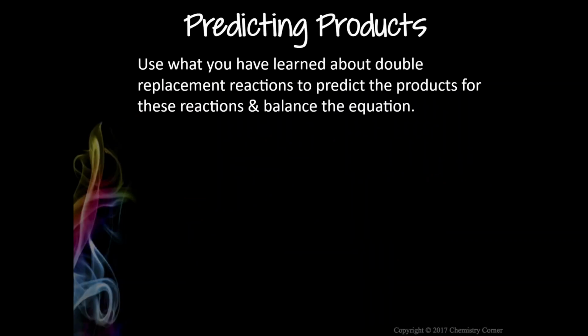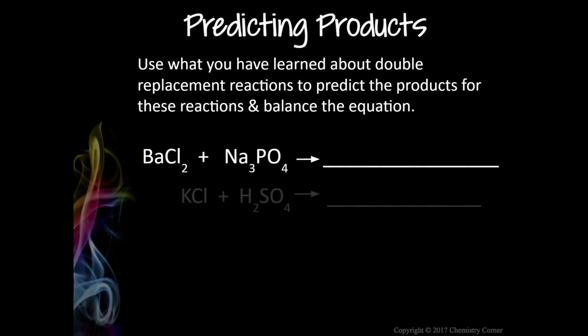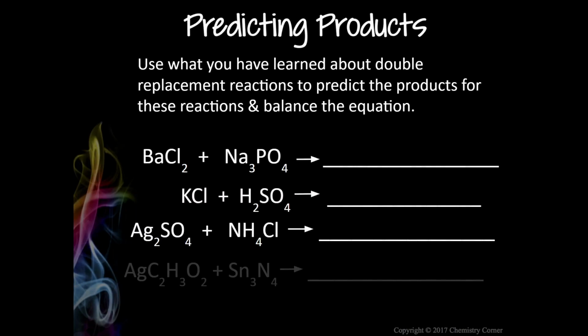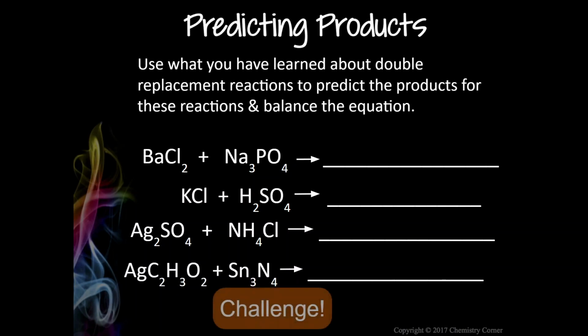As we predict our products, let's look at some examples. All right, so here are some possibilities. That last one is going to take quite a bit to balance it. So the first thing I want you to do is pause the video for a moment and see if you can write the correct products for each reactant. So go ahead and pause.